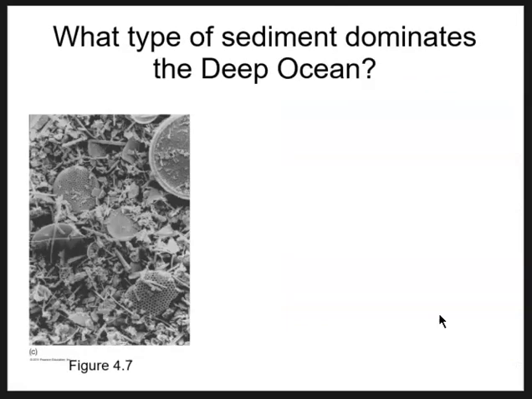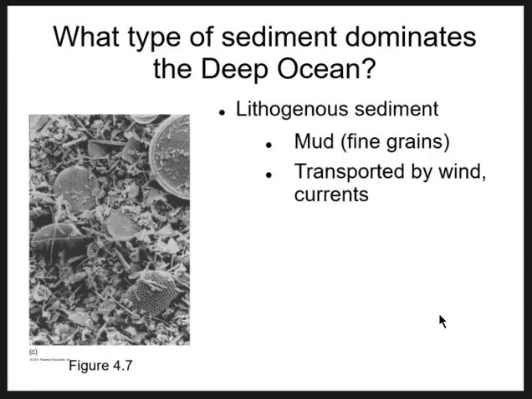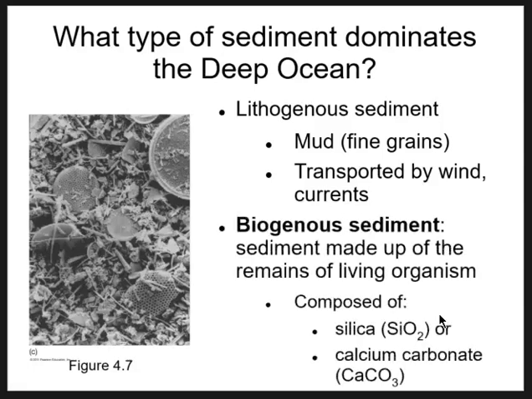Okay, let's talk about biogenous sediment now. Biogenous sediment is what you find in the deep ocean. You're going to find lithogenous sediment there too, fine grains transported by wind or sometimes by volcanoes. But biogenous sediment can also be found there as well, and it is made up of the remains of living organisms.